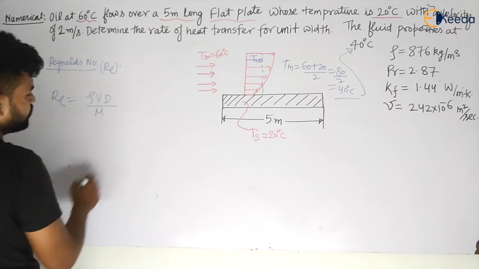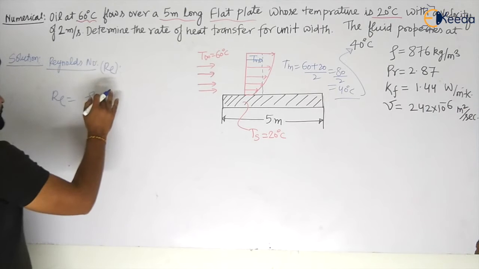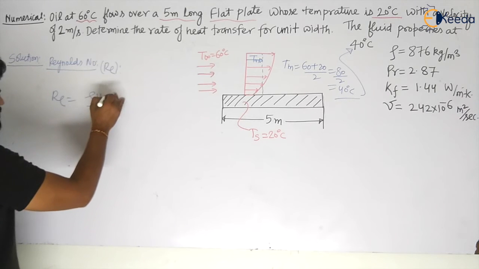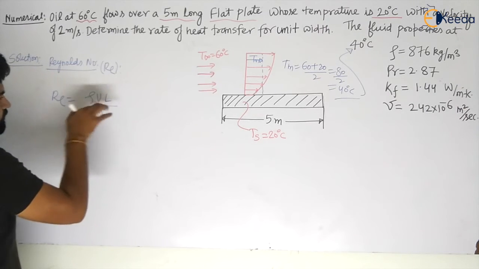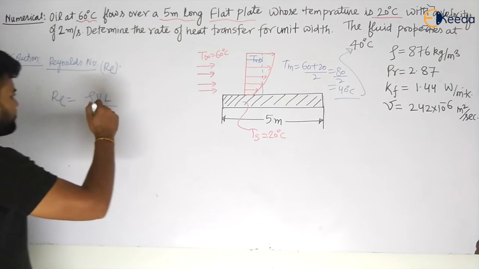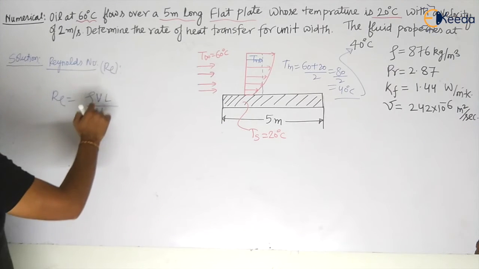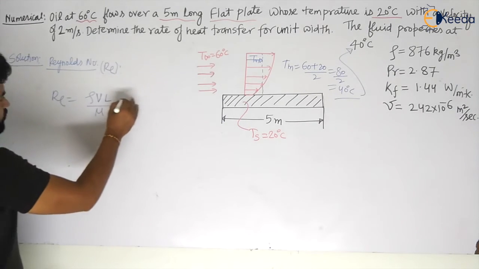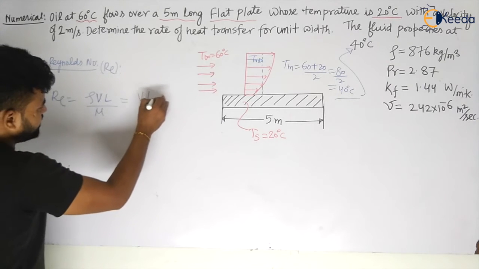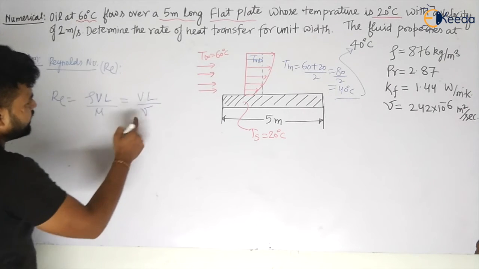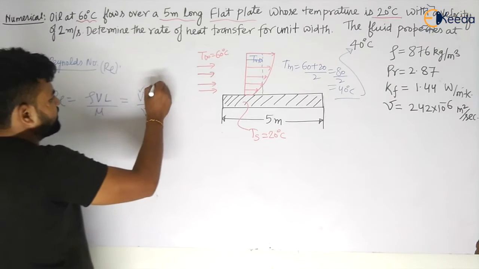D is the characteristic length, or you have to take L in this case, my dear students. The flow is flowing in this direction, so L will be 5. V is the velocity. What is mu by rho? This is nothing but the kinematic viscosity, that is, Re is V L by nu, my dear students. And mu is given, velocity is given, L is given.